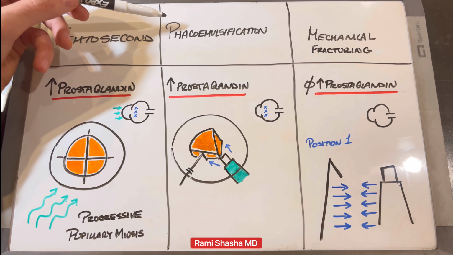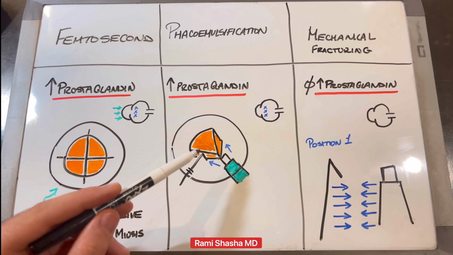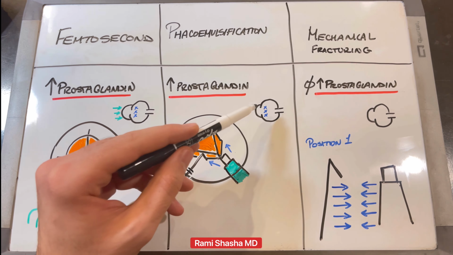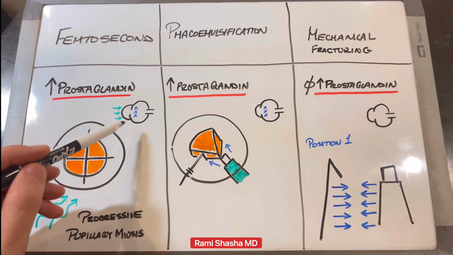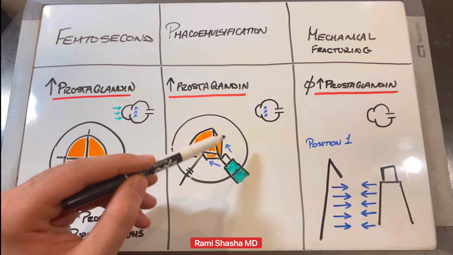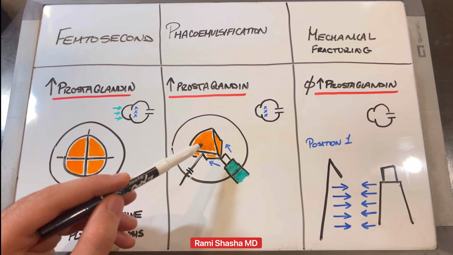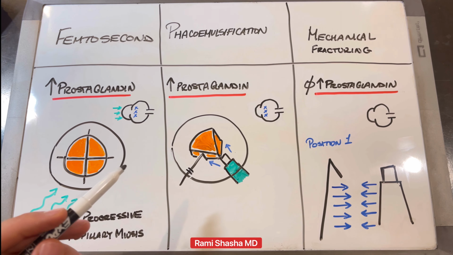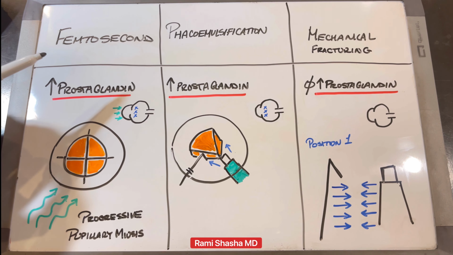Same thing applies with phacoemulsification. We are using energy, we're using ultrasonic energy. Now this is confined to the middle part of the eye, just like the femtosecond laser. And basically the ultrasonic energy causes increased prostaglandin release, which again can also increase the risk of CME.